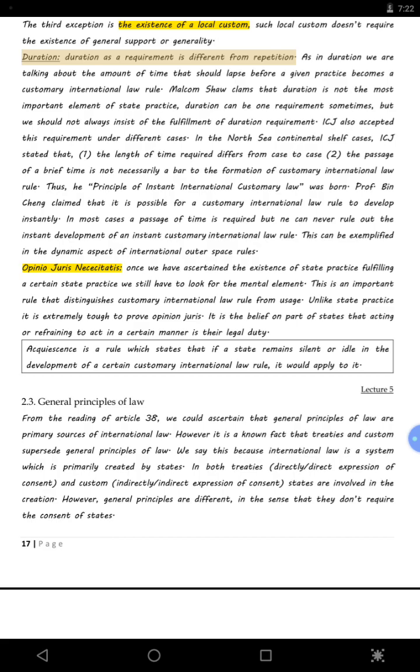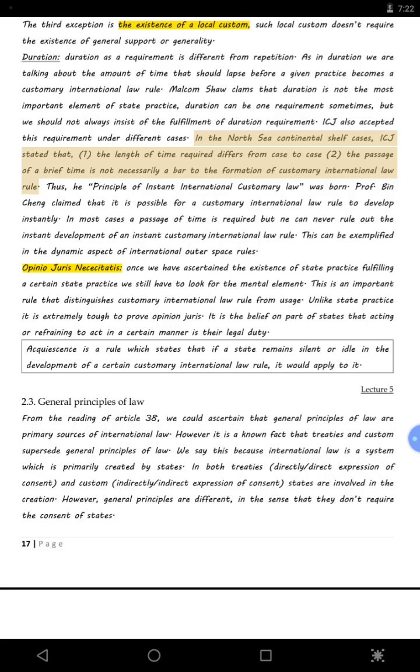Duration. Duration as a requirement is different from repetition. As in duration we are talking about the amount of time that should lapse before a given practice becomes a customary international law rule. Malcolm Shaw claims that duration is not the most important element of state practice. Duration can be one requirement sometimes, but we should not always insist on the fulfillment of duration requirement. ICJ also accepted this requirement under different cases.